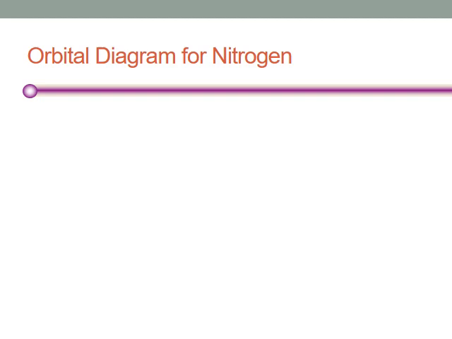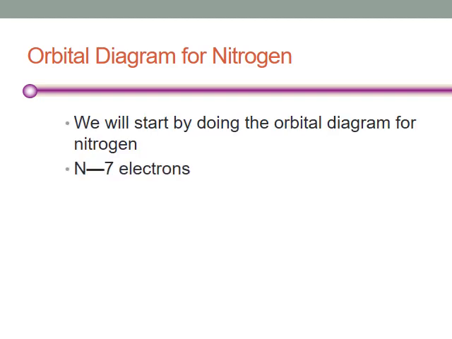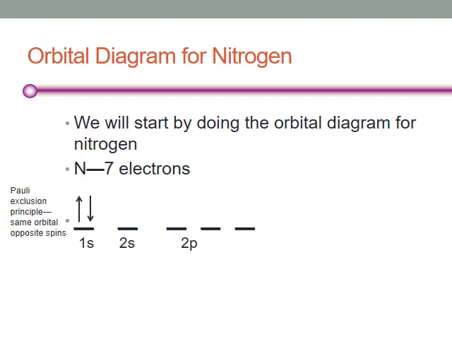We'll start with nitrogen. Nitrogen has 7 electrons. We set up our orbitals, the 1s, 2s, and 2p. We start with our first electron, spin up. The second electron must be spin down. The Pauli exclusion principle says that electrons in the same orbital must have opposite spins, and we designate this by an arrow pointing up and an arrow pointing down. That tells us opposite electron spins.